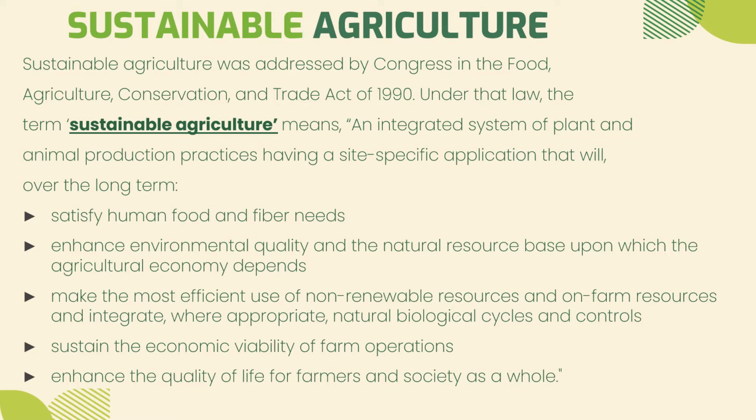number two, enhance environmental quality and the natural resource base upon which the agricultural economy depends, number three, make the most efficient use of non-renewable resources and on-farm resources and integrate where appropriate natural biological cycles and controls. Number four, sustain the economic viability of farm operations. Number five, enhance the quality of life of farmers and society as a whole.